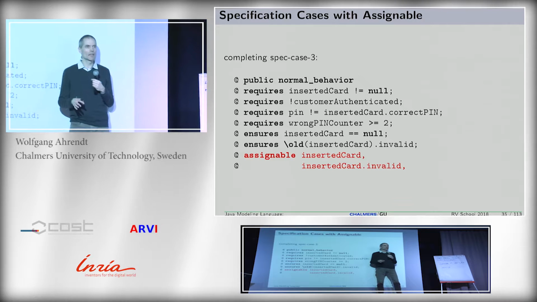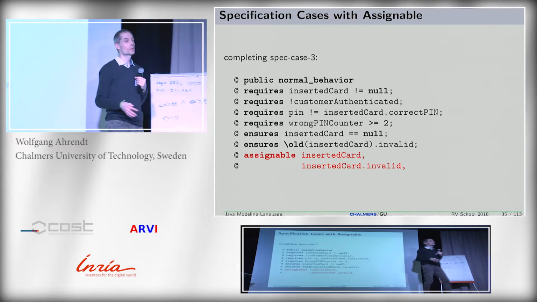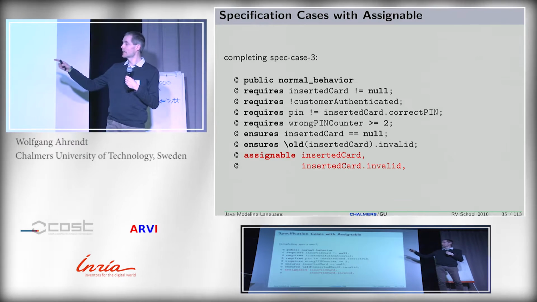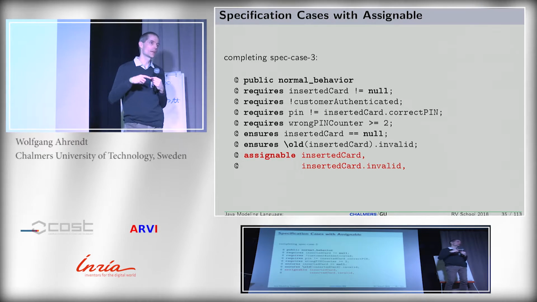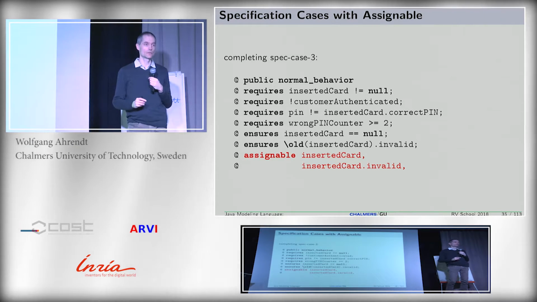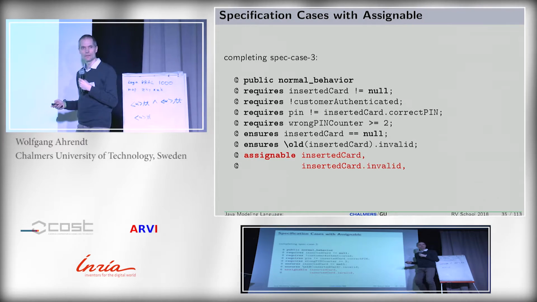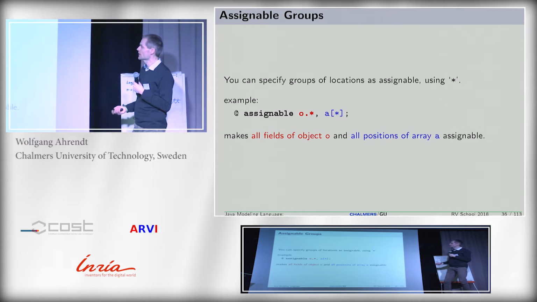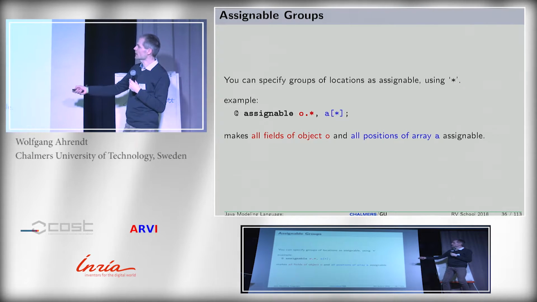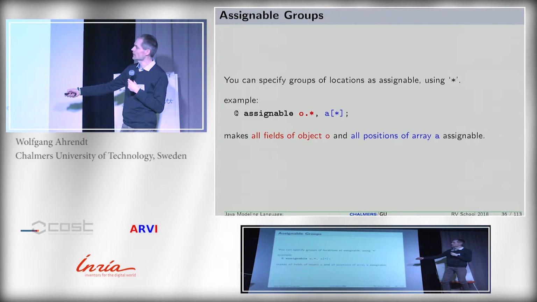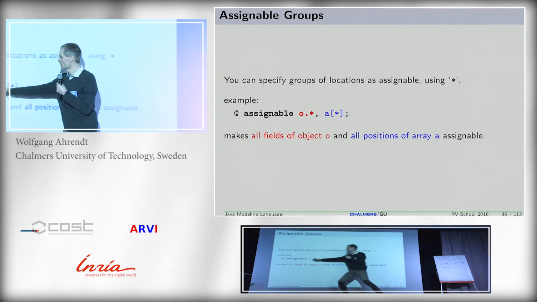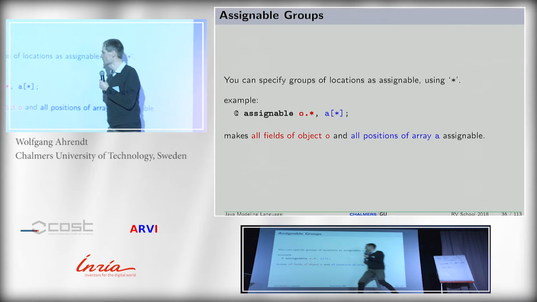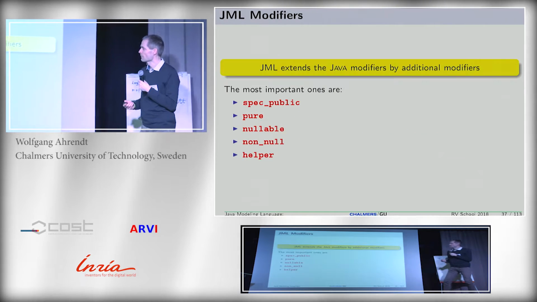If it doesn't terminate, it's allowed to do anything. But you can say, and I have examples of that later, whether it's allowed or not to terminate, and in which case it's allowed to not terminate. Yeah. Okay. Great. Good. So this is how you can also group assignables. So not only say this and that field is assignable, but I can say all fields of a certain object are assignable, or all elements of a certain array are assignable.